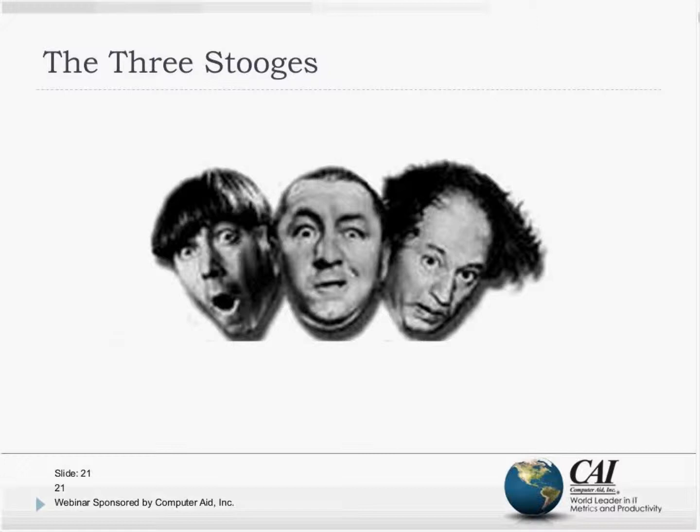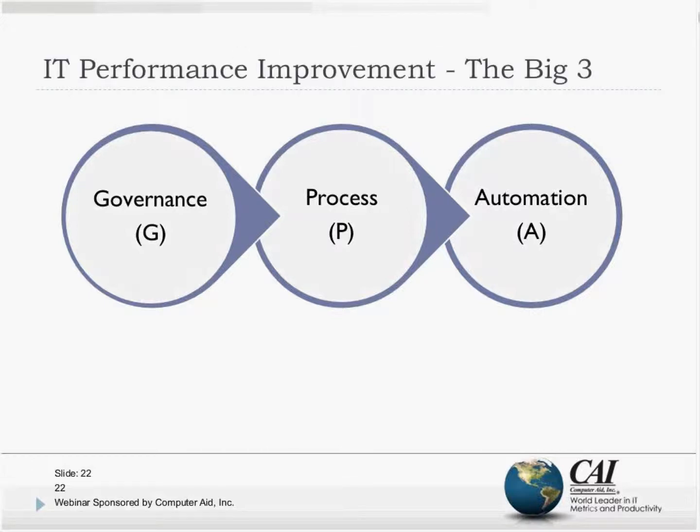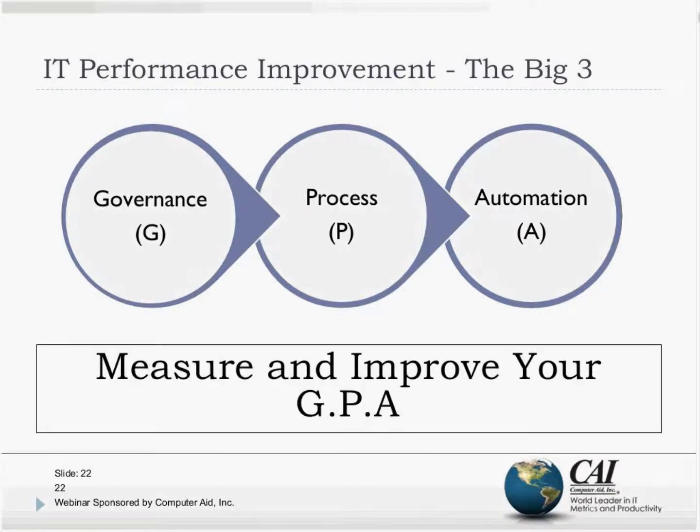But when you leave the seminar, I hope you remember these 3. The big 3, okay? How to improve IT performance. It comes down to governance, process, and automation. Okay, that's the GPA. Governance, process, and automation. And what we're going to be talking about is how do we really measure and improve your GPA. Governance, process, and automation.